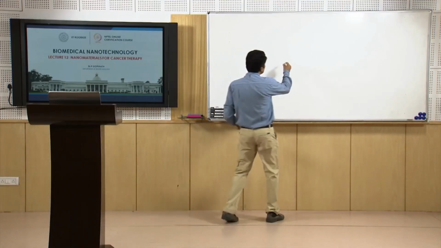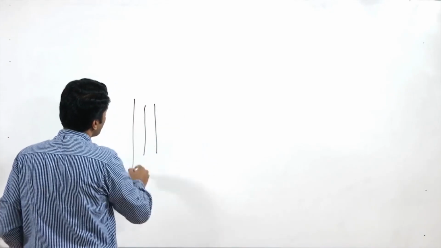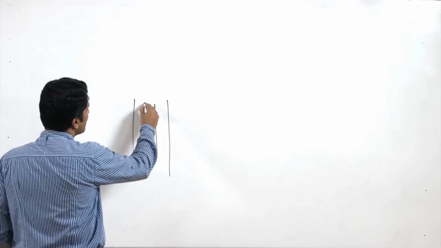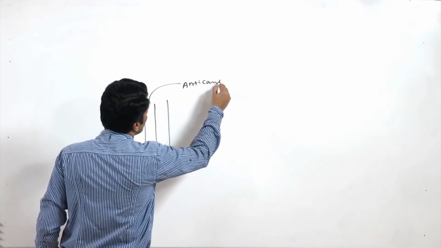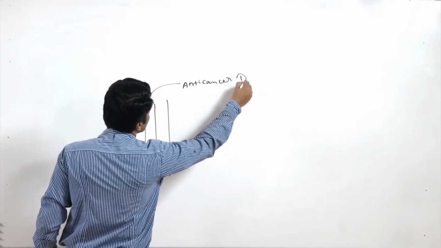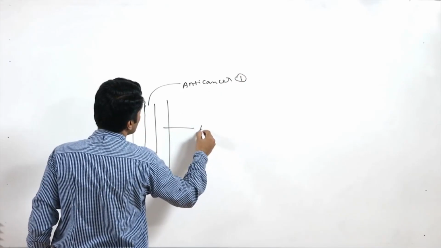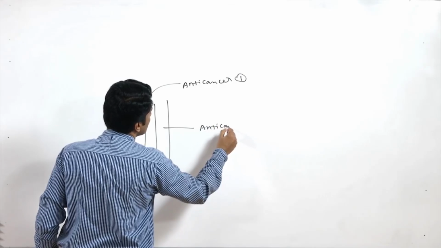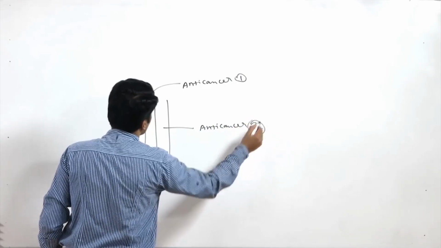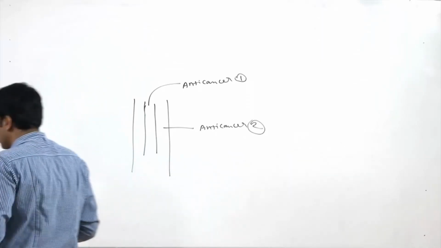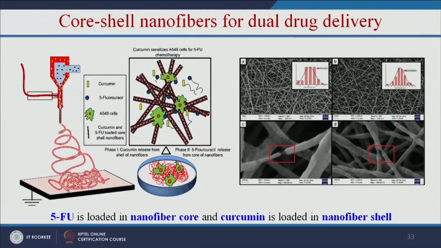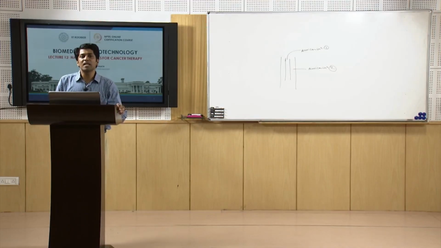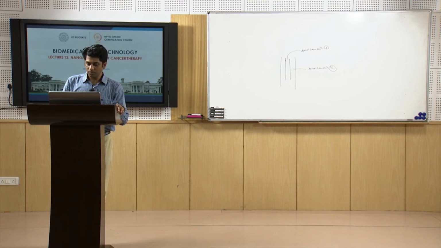So the core shell nanofiber is like this. We can make a nanofiber like this, and inside we can load anti-cancer drug 1, and in the shell we can load another anti-cancer drug. The advantage of having two anti-cancer drugs here is that each will have a different pathway to attack the cancer cells, so it will synergize the cancer therapeutic efficiency.